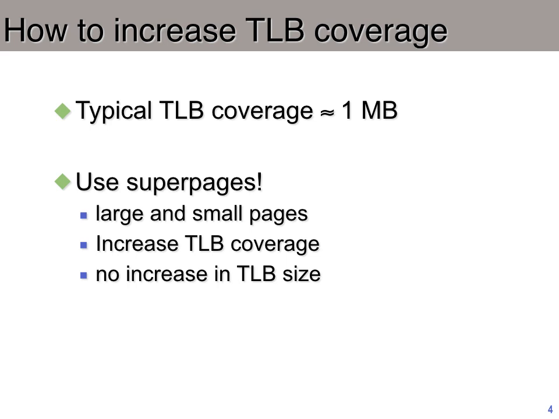At the time this paper was written back in 2002, the typical TLB coverage was about 1 megabyte, and the goal was how we can increase the TLB coverage. One solution is to use pages that are bigger than normal pages. Normal pages in most architectures and operating systems are about 4 kilobytes. And if we double the size of the page to 8 kilobytes, then suddenly the coverage of our TLB increases by a factor of 2.